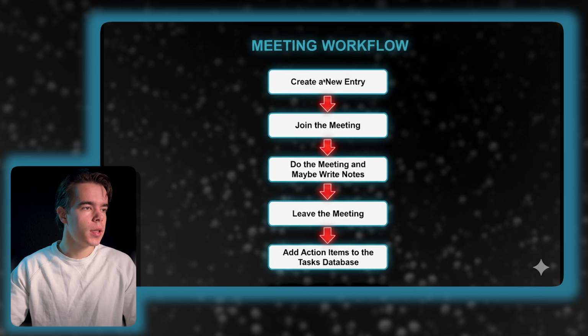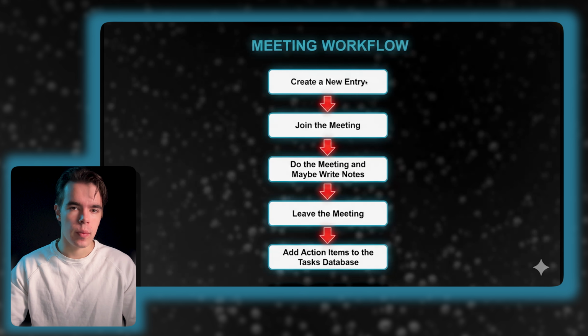So what we have is we create a new entry in our meeting notes database. So then we have a page with the name, we have a new fresh meeting notes block, and we have all the properties filled out. Then what we do is we join the meeting. First, we just simply join. So for example, that we are then in the Google Meet call or a Zoom call, whatever you're using.